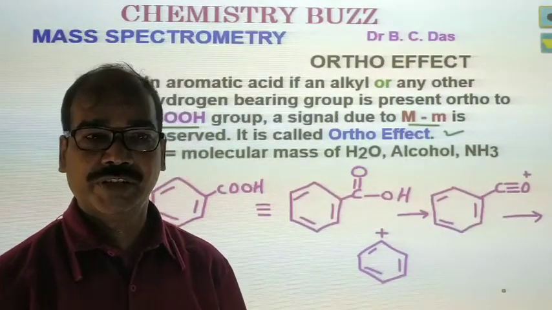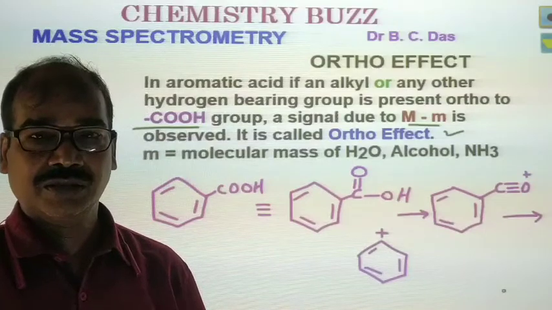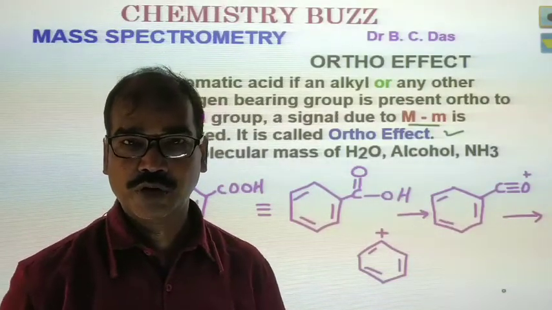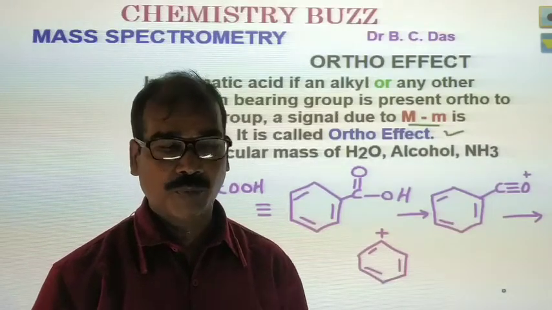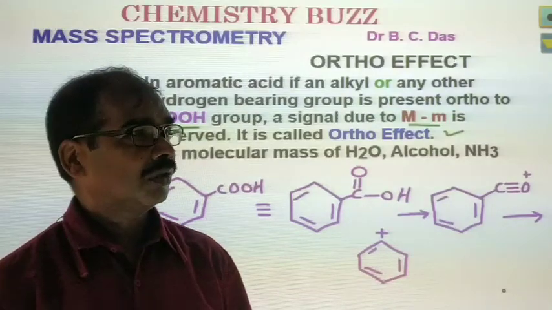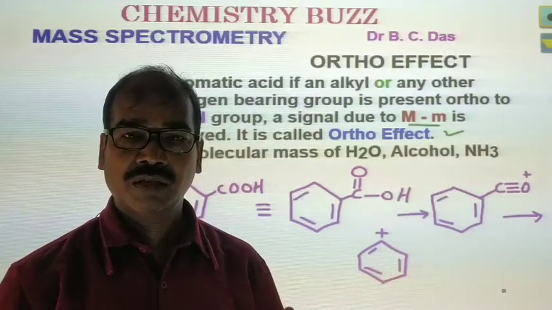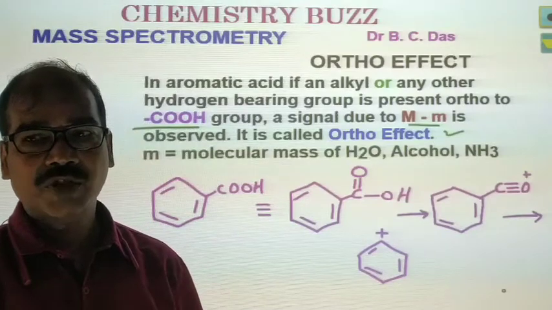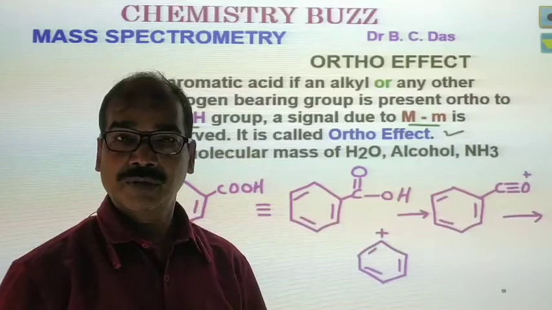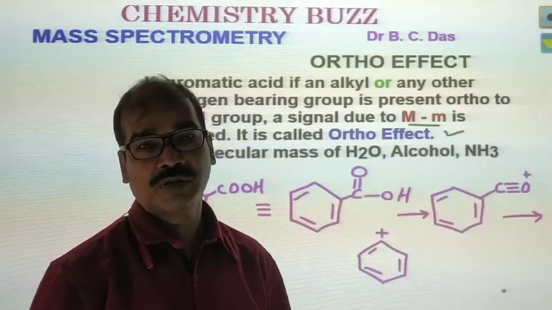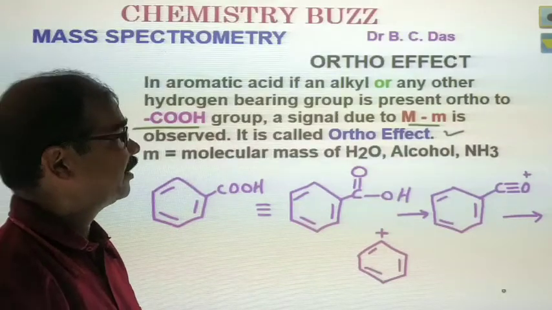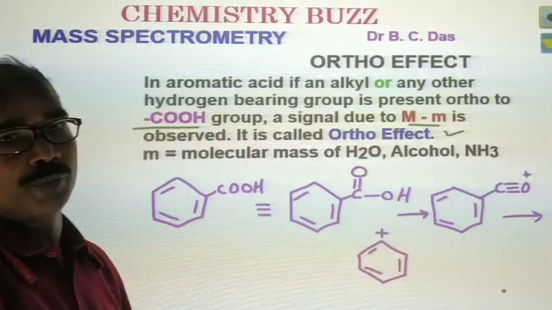So the ortho effect, as it indicates, is the effect due to ortho substituted aromatic compounds. You know there are ortho isomers, para isomers, and meta isomers, and the ortho isomer of some compounds exhibits a special effect that is called the ortho effect.